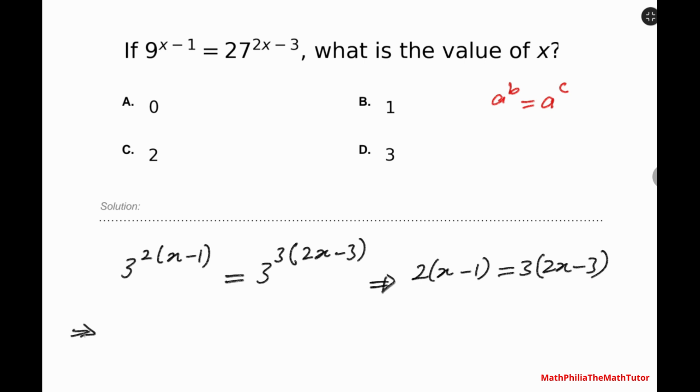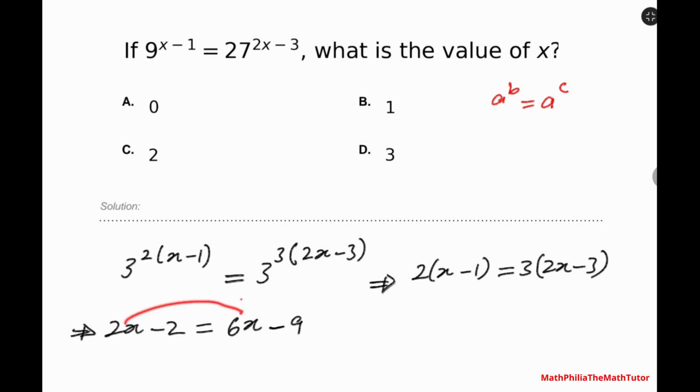From here, let's continue. Let's distribute 2. That is 2 multiplied by x, 2 multiplied by minus 1. Well, 2 times x is just 2x. 2 times minus 1 is minus 2. And this is equal to, again here, we are distributing the 3 inside the bracket. 3 times 2x is 6x. 3 times negative 3 is negative 9.